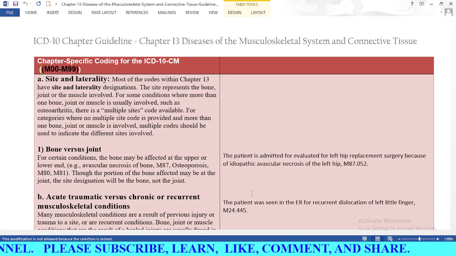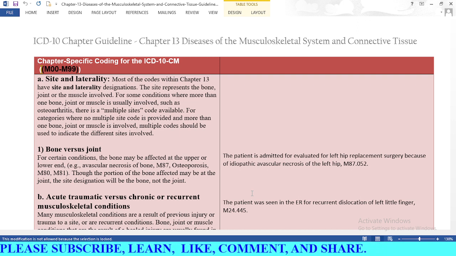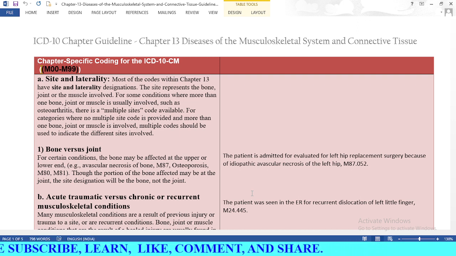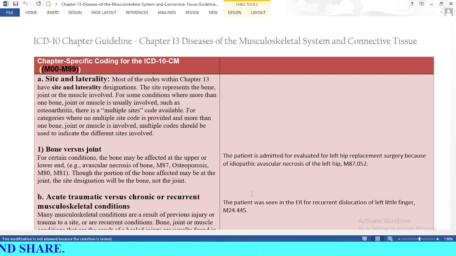Today we are going to learn one of the most important chapters, ICD-10-CM Chapter 13, diseases of the musculoskeletal system and connective tissue. Common conditions we will find in Chapter 13 are osteoarthritis, osteoporosis and rheumatoid arthritis.